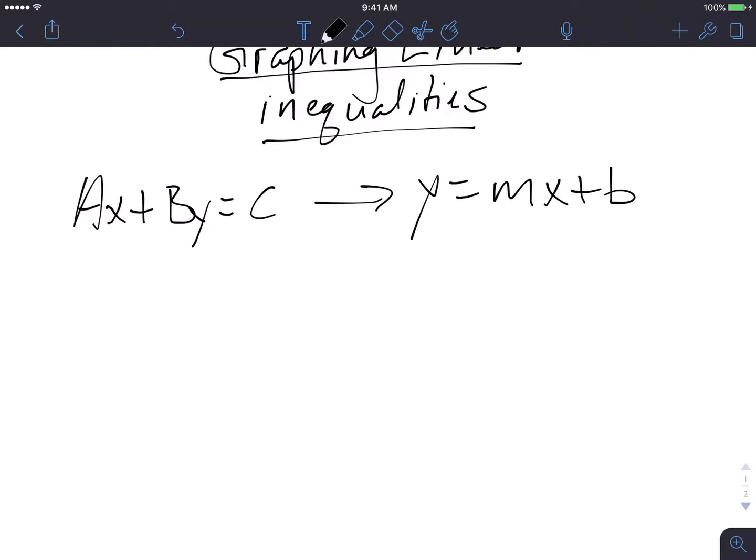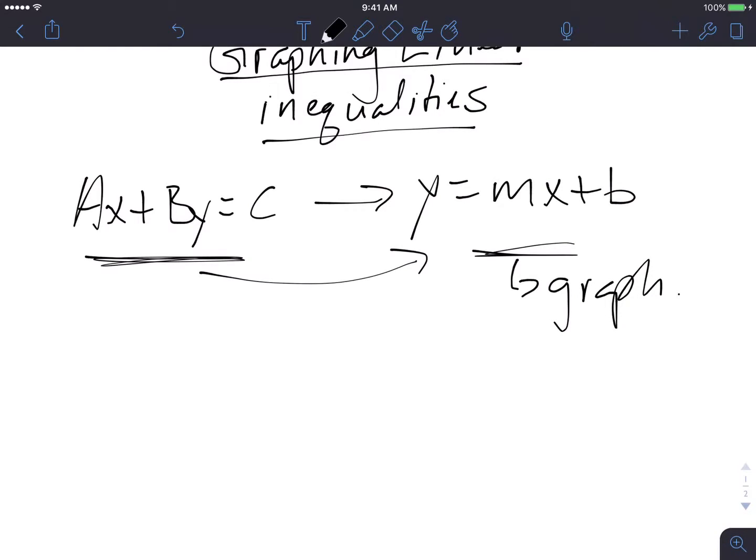First thing you need to understand is that if your equation or your function looks like this, it's probably easiest if you change it to look like that, okay? Because we can graph y equals mx plus b a lot easier. Now, let's say your graph already looks like this, then you're good. Just start graphing, okay?